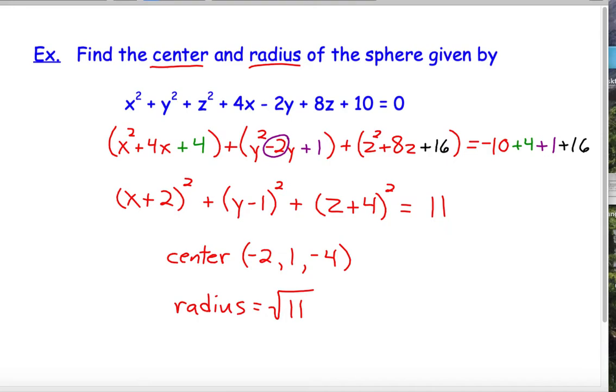Now, one thing I want to mention, it's a little bit more work if, for example, we have a coefficient in front of one of these squared terms. In that case, we're going to have to factor the 4 out first before we complete the square. And then that makes it a little more complicated for what we add on the other side.